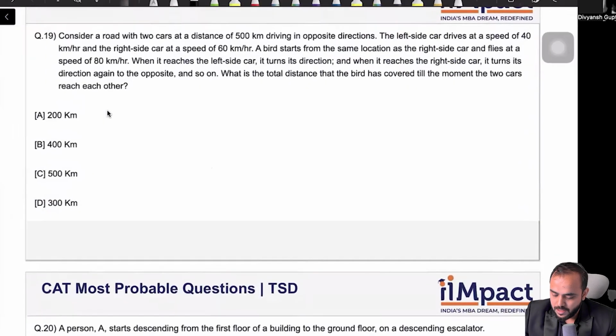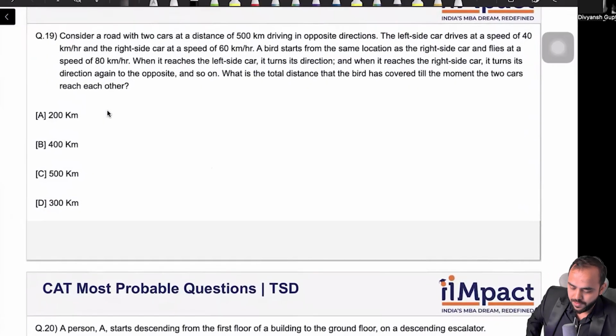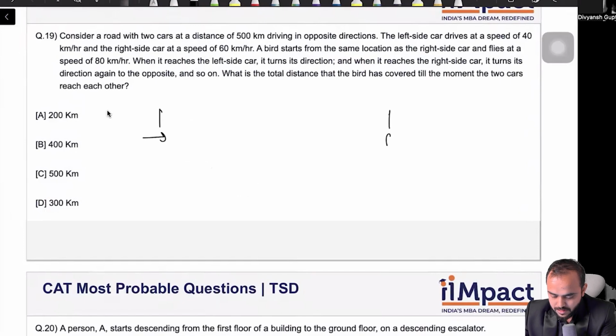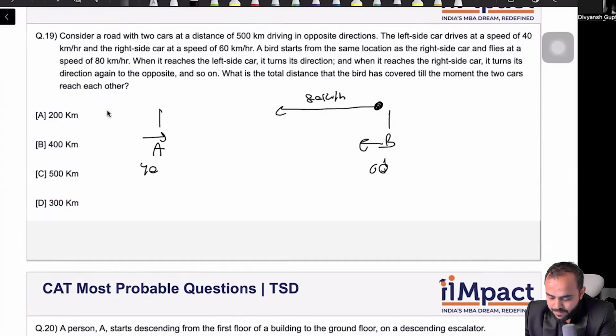Moving on. A road with two cars at a distance of 500 kilometer driving in opposite direction. So there is one car, this is another car, A and B. All right. Left side has a speed of 40, right side has a speed of 60. A bird starts from the same location as the right side car, flies at a speed of 80 kilometer per hour. When it reaches the left side car, it turns in direction, and then it reaches the right car, it turns, it goes on something like this.